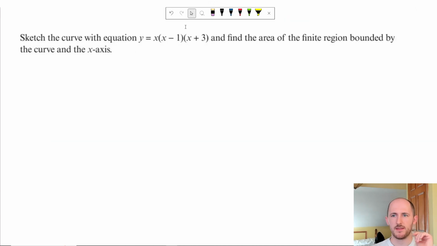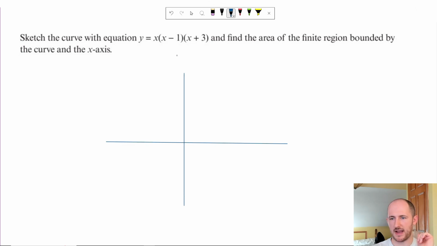Here's the question. These can be 6, 7 marks. Really nice questions. But we need to first start by sketching the curve. And honestly, this is pretty quick. If you go back to the sketching graph videos, that might make a bit more sense.